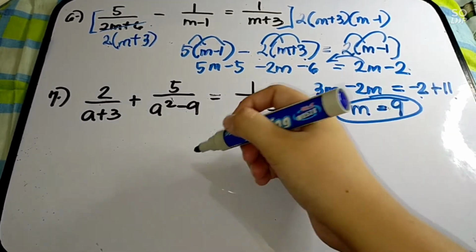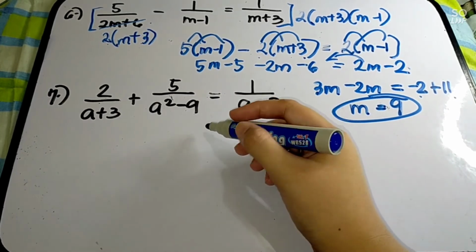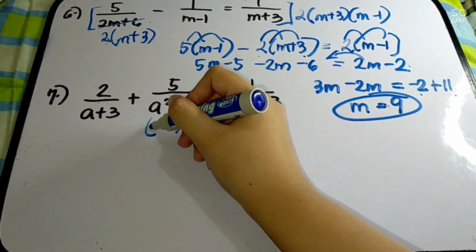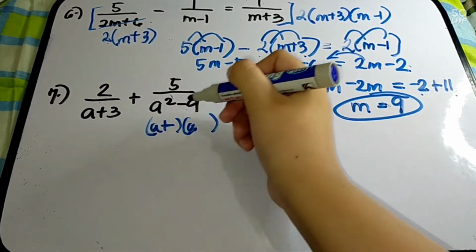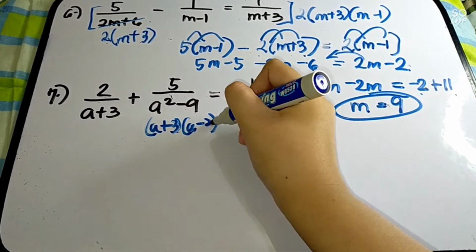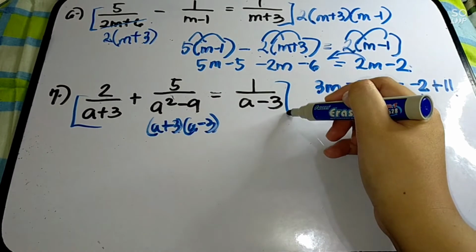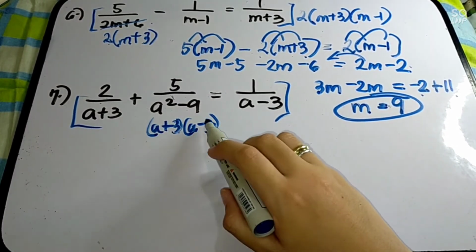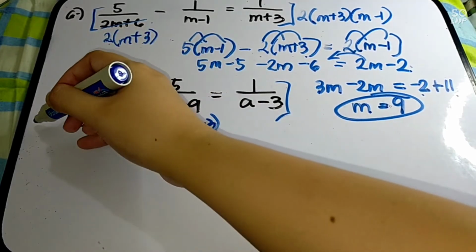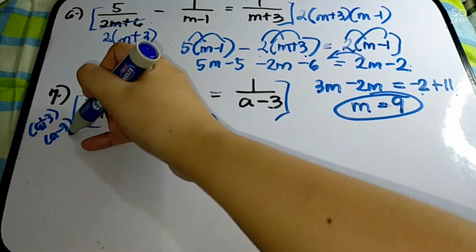So, number 7 tayo. So, a squared minus 9, as you can see, pwede siyang i-factored. Difference of two squares siya. Factor ni a squared, we have a and a, then positive, negative. Square root lang ni 9, we have here 3 and 3. That is it. Then, tingnan nyo yung pinaka-common. So, may a plus 3, a minus 3, a minus 3. Therefore, ang ating LCM is a plus 3 times a minus 3.